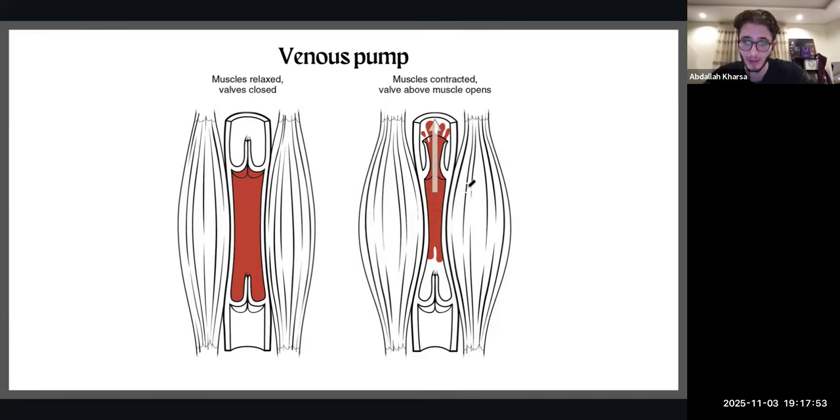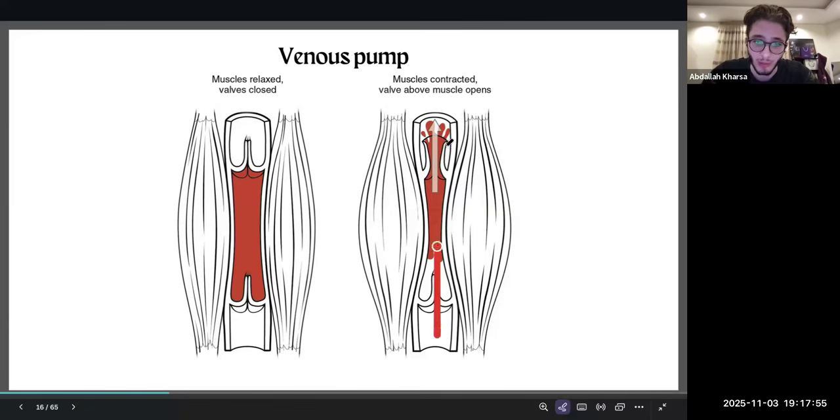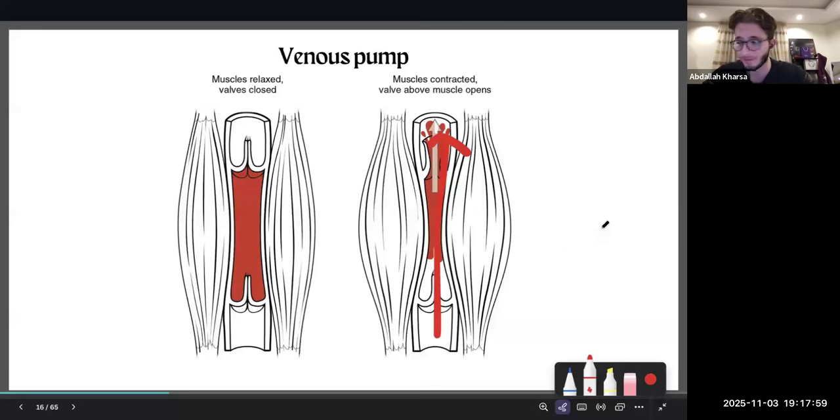When veins are squeezed, this opens up the valve and pushes the blood in one direction. The point of the valves is to prevent blood from flowing backwards. Only veins have valves. Arteries don't have valves.